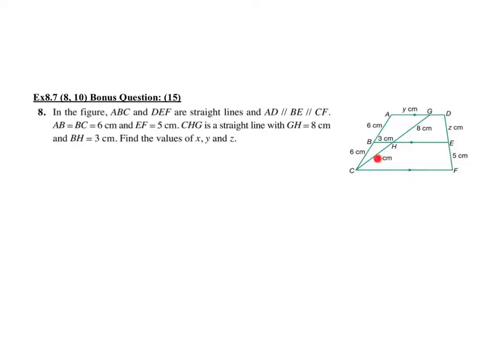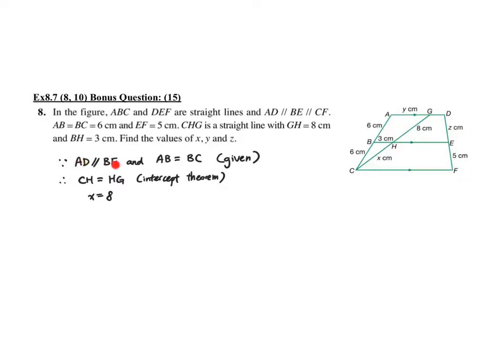If you want to claim that x equals 8, you have to state the premises, which are AD parallel to BE parallel to CF, and also AB equals BC. Of course, for this case, you can omit CF because these 2 lines join at one point C. So the premises are 1 pair of parallel lines and then 1 midpoint given. And then the conclusion is CH equals HG, intercept theorem. You can claim x equals 8.